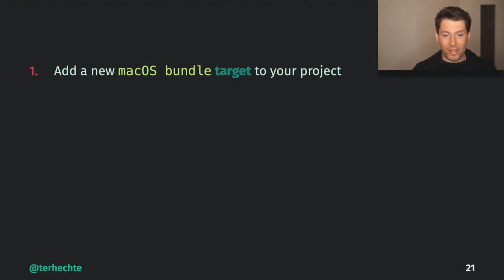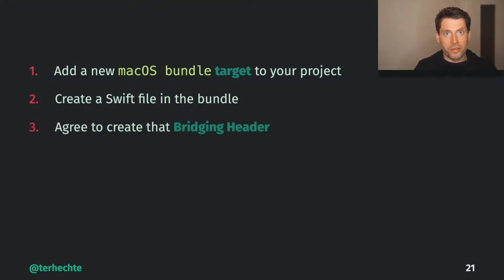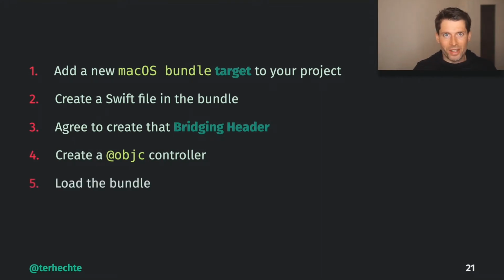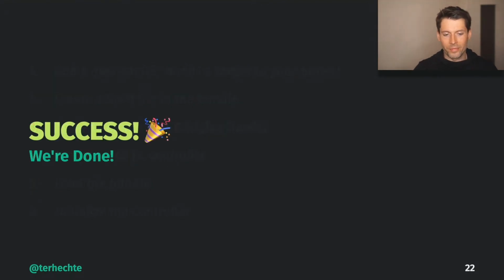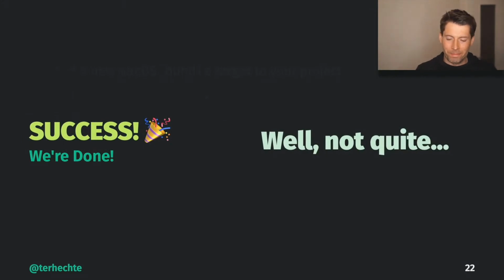So the first step is you add a new macOS bundle target to your project. And then you create a Swift file in the bundle, where Xcode will ask you if you want to add a bridging header. Obviously, you add that bridging header. Really easy. Then you create an Objective-C object, which is, for example, a controller in this target. And then you load this bundle and you initialize the controller, and then we're done. That's it. It's easy, right? See, that's how you add AppKit. All very easy. Well, not quite. So let me go into a bit more detail and show you how you can add AppKit support.